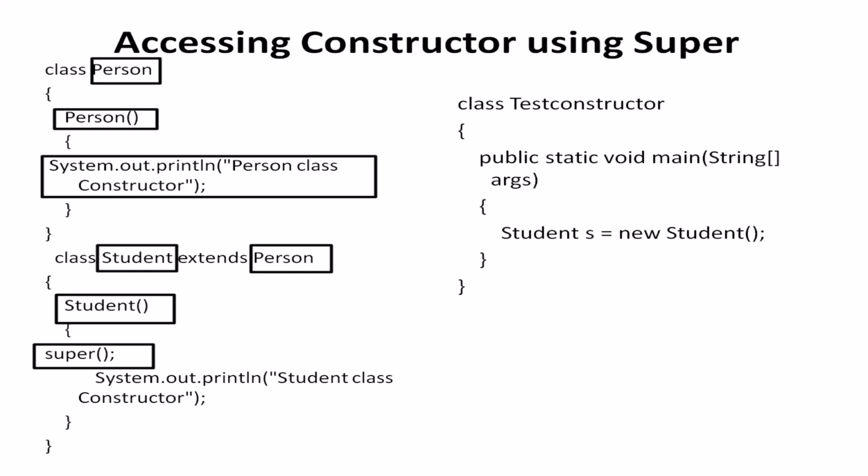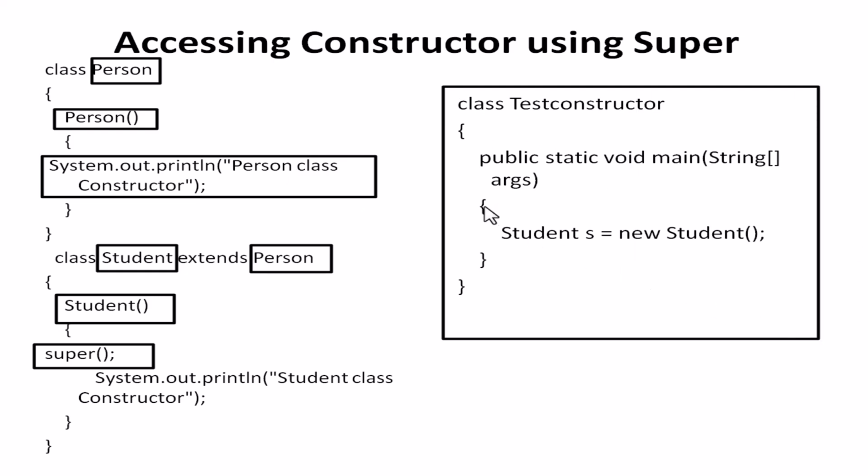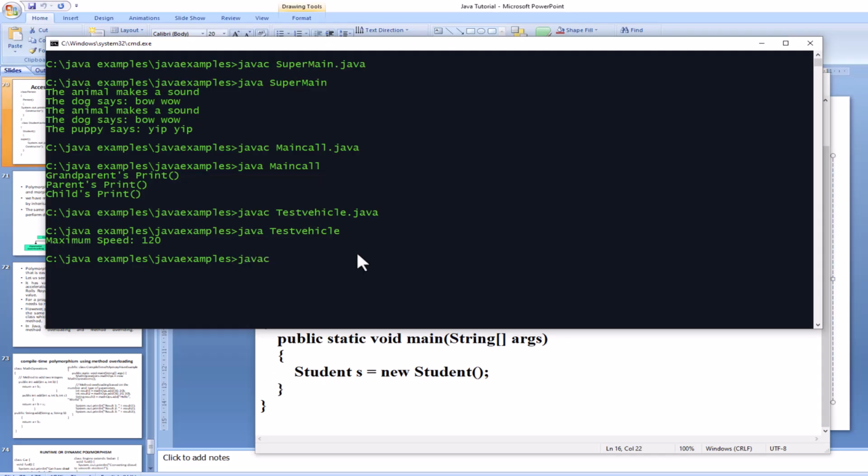Here within the test constructor, we have created an object, student is equal to new student. Constructor will be invoked during the creation of the object, the instance creation of the object. So no need to call the method by name explicitly. It will be invoked. So now it has invoked the person class constructor and again the student class constructor.